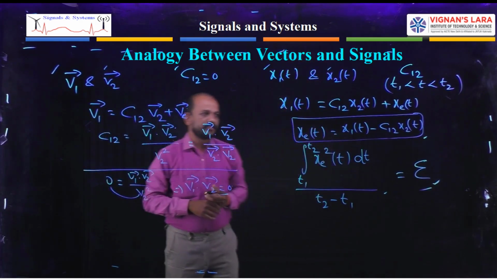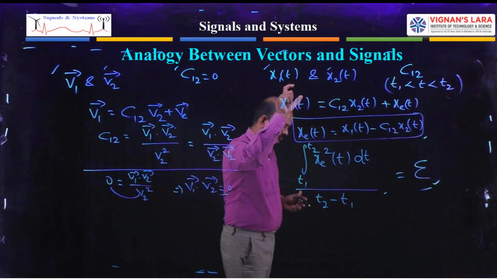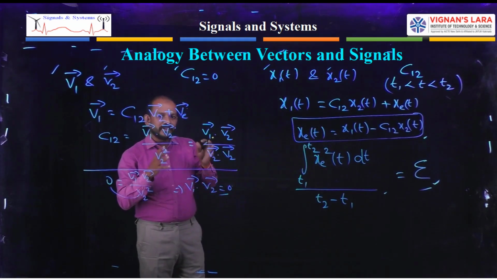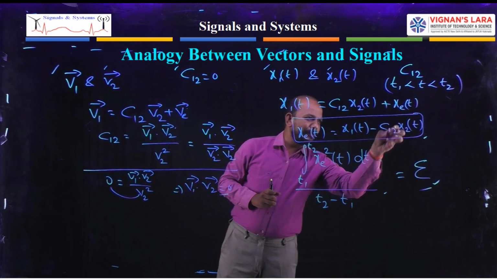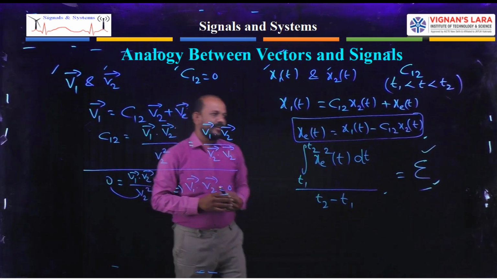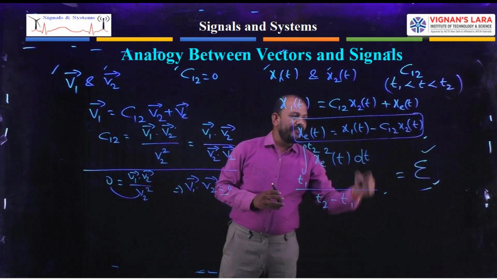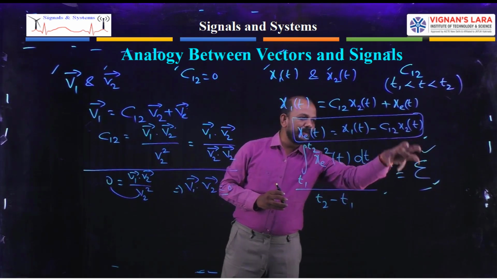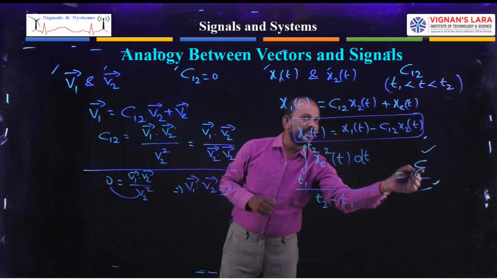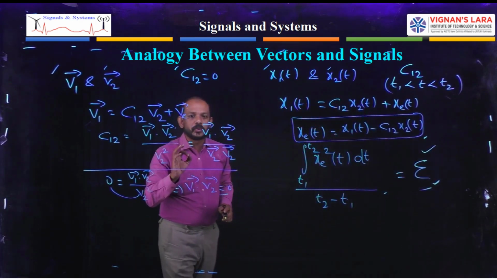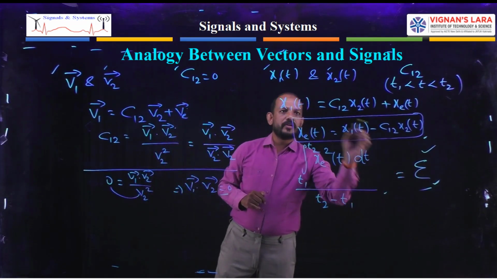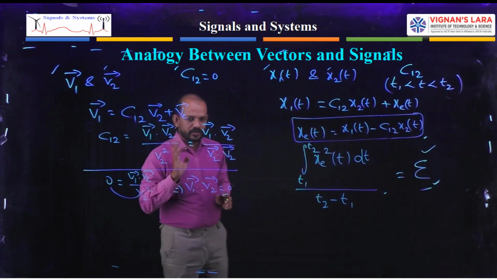So I have to choose the value of C12 such that we get the minimum error. This italic epsilon, that is, the mean square of the error or average of the squared error, should be minimum. So we have to select the value of C12 to minimize this average of the squared error. Now we have to find out the value of C12.